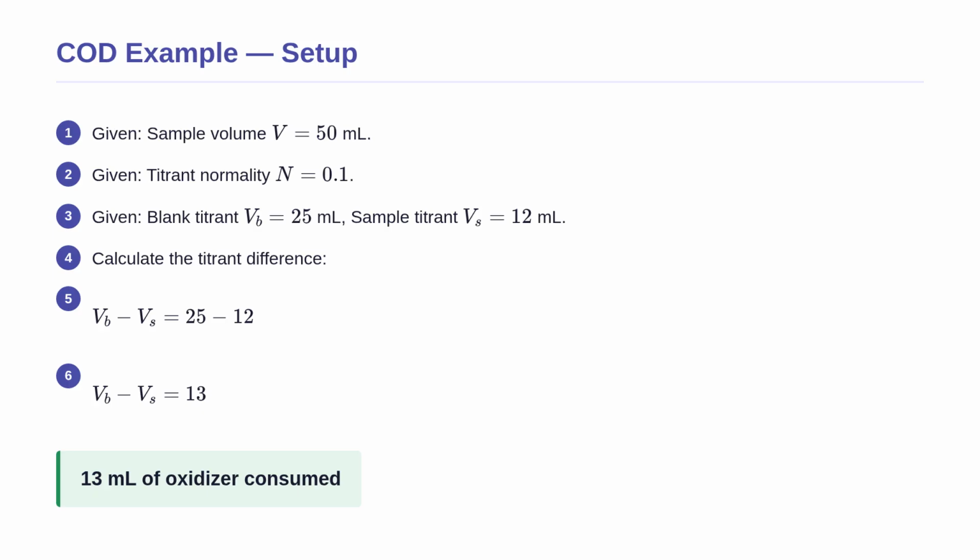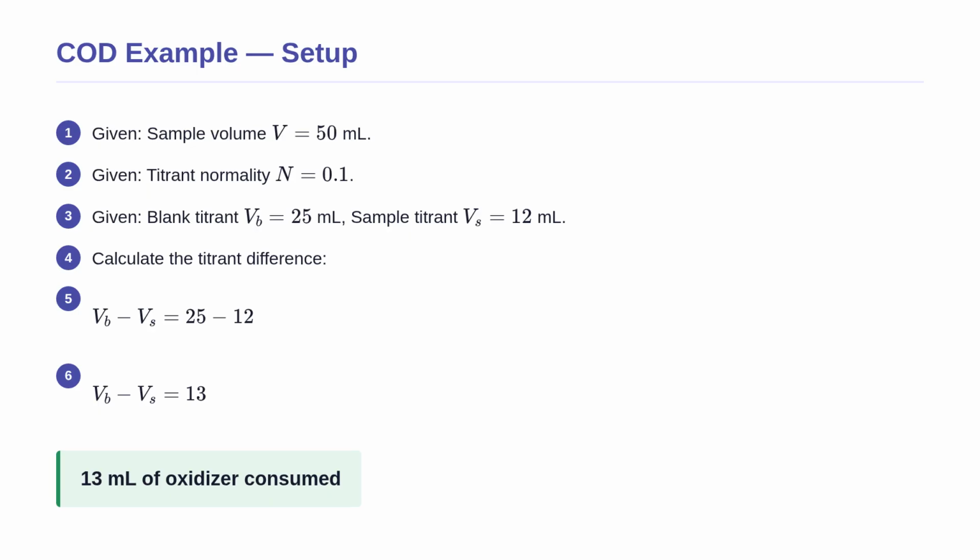Let us apply the COD formula to a real-world scenario. An environmental engineer takes a 50 milliliter sample of polluted water near an industrial discharge pipe. After the digestion process, he titrates the sample using a chemical with a normality of 0.1. The titration of the polluted sample requires 12 milliliters of titrant, so VS is 12. He also runs a blank test using pure distilled water, which requires 25 milliliters, so VB is 25.